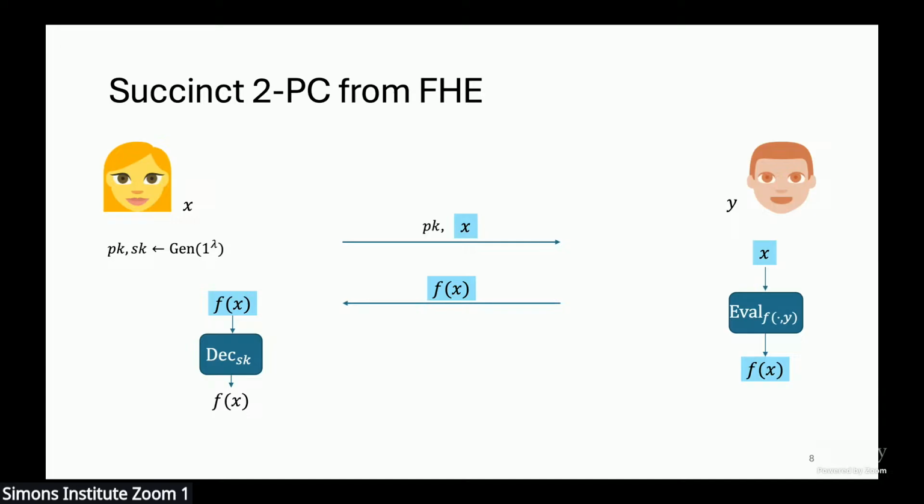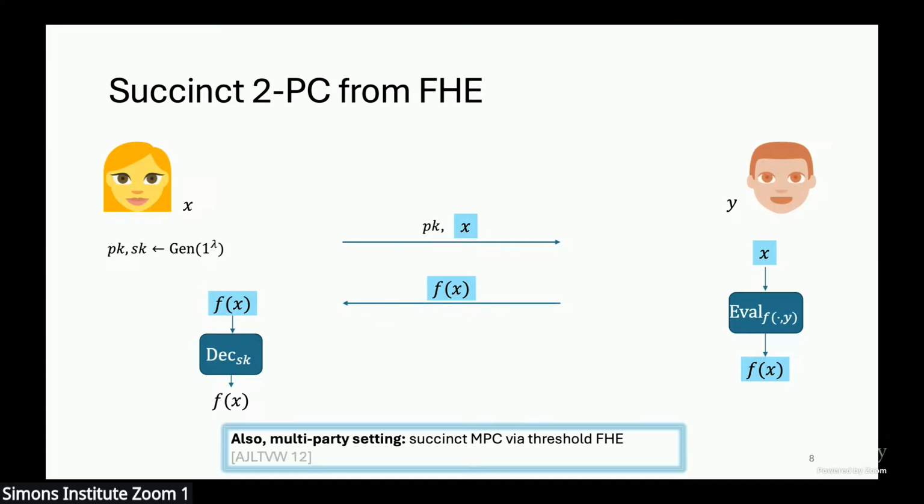Alice can, of course, decrypt and get the result. So there's a slight catch here in that we require some circuit privacy property of the FHE scheme to be able to do this safely, but that's not too hard to achieve in general. And this is for two parties.